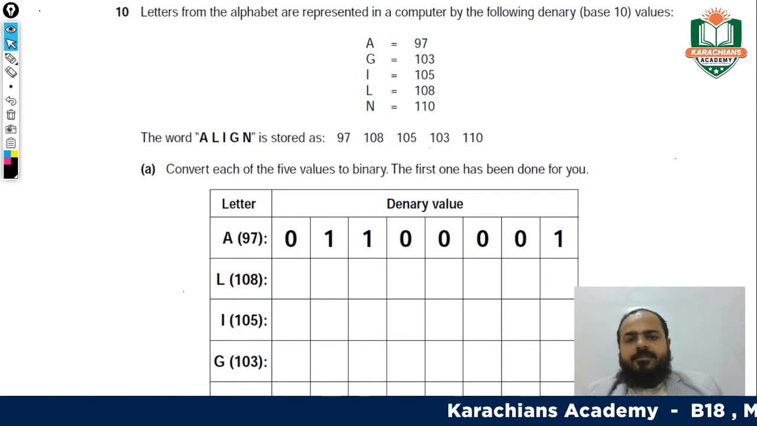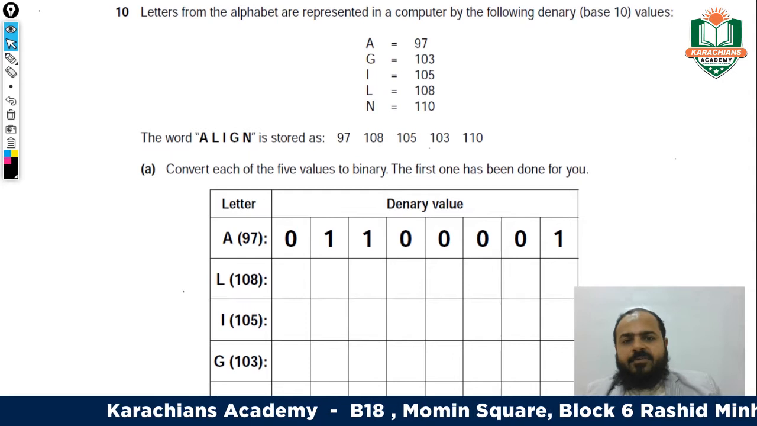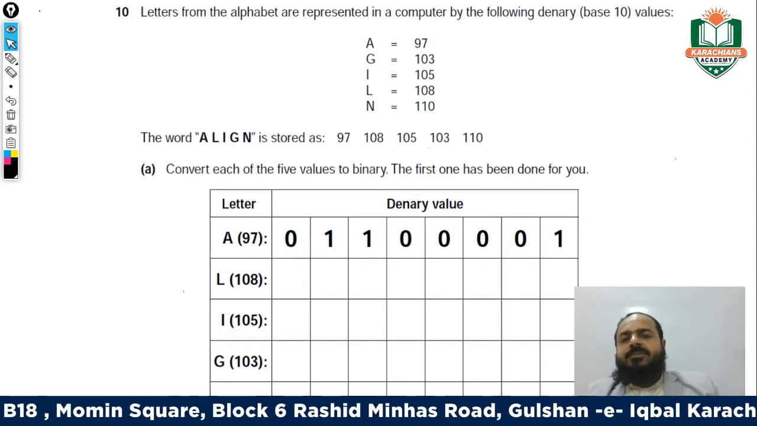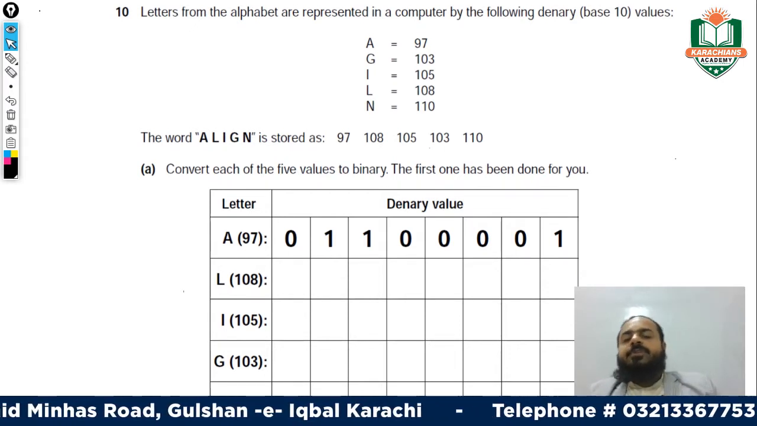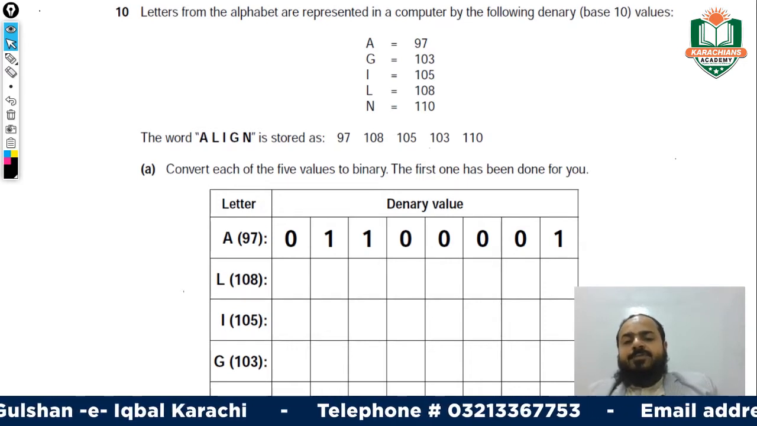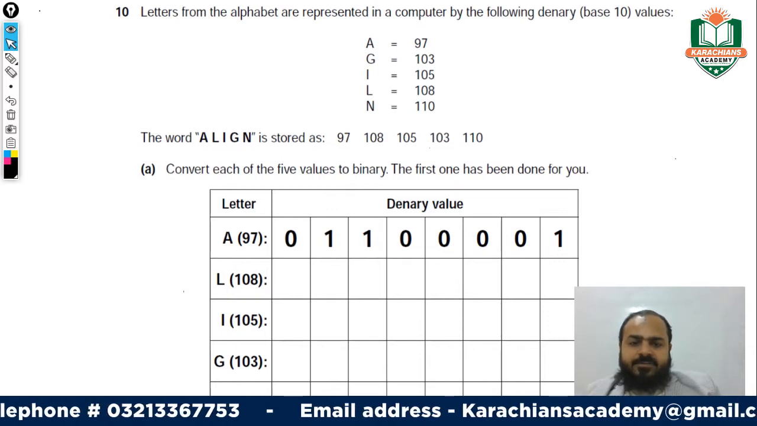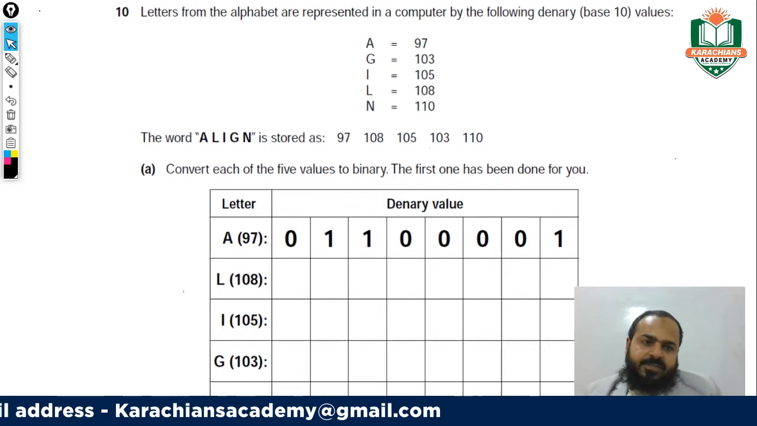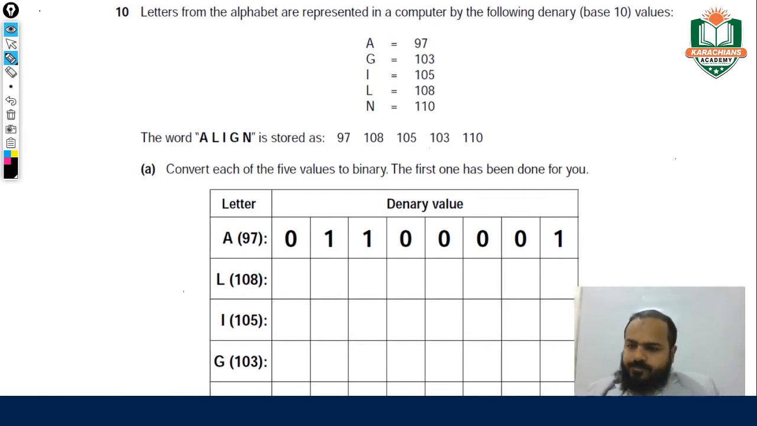And A is 97. And how does A become 97? Because the value is given in a dictionary, and we have to convert it into binary. Letters from the alphabet are represented in the computer by the following dictionary-based values: A 97, G 103, I 105, L 108, and N 110. So first is 97. How is the 97 formed? There is a method that I am using here to convert, like 8421, and I am putting the values here.